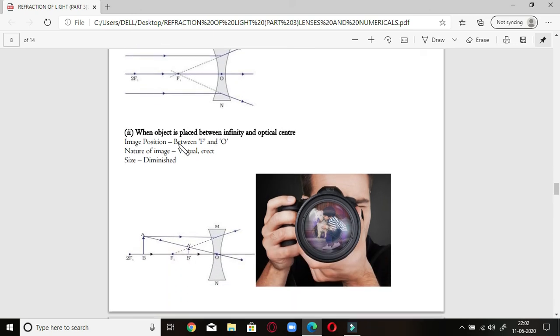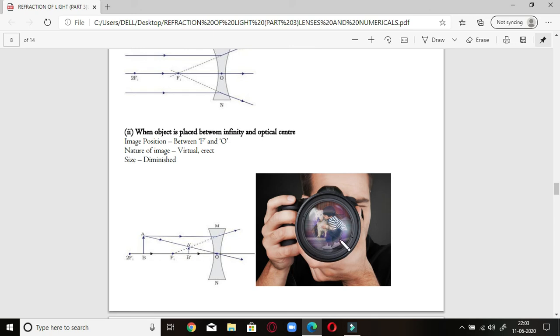Second diagram: when the object is placed between infinity and the optical center, we can place our object anywhere between the optical center and infinity. Suppose we have placed the object here. Now one ray is coming parallel to the principal axis. After striking the lens, this will be diverged out. Produce it back and join it with the focus. The second ray passes through the optical center; produce it straight. They will cut each other at this point, so that the image A dash B dash will be formed here, which will be virtual, erect as well as small in size, but very clear.